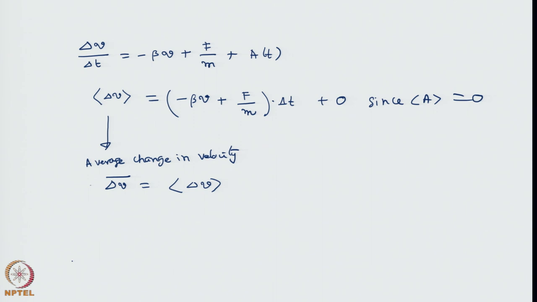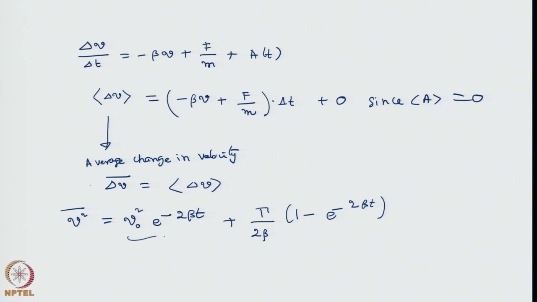So for that we go back to our old derivation in the previous lecture, where we showed that v square bar, of course, decays very rapidly at time scales much larger than 1 by beta. However, it does not decay to 0 because it eventually has to attain thermal equilibrium, but it relaxes via a function 1 minus e to the power minus 2 beta t.